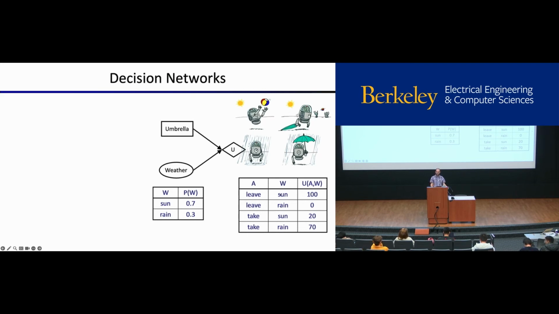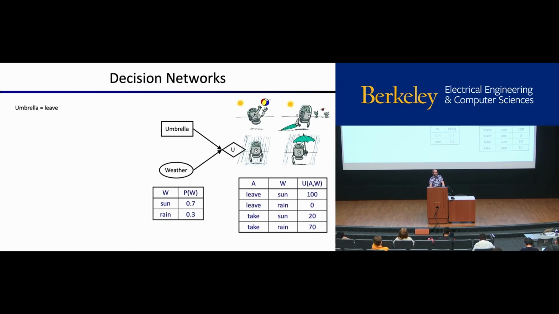If you leave an umbrella and it's sunny, you get 100 utility. If you leave the umbrella and it's rainy, you get 0 utility. If you take the umbrella and it's sunny, you get 20 utility. It seems a bit low to me, but all right. If you take the umbrella and it's rainy, you get 70 utility.